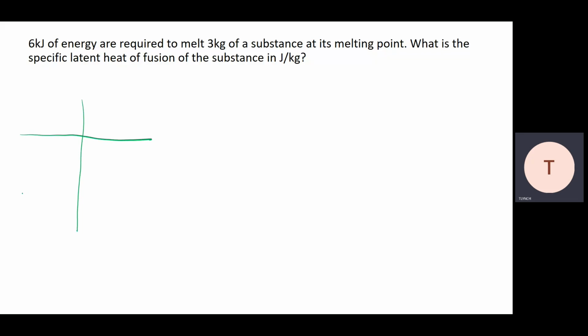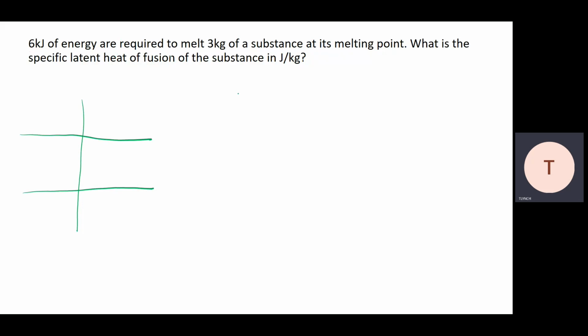We've not got a particularly wordy example here, but in the exams, there is a greater level of written literacy skills, and unpicking what the question's asking me to do is actually a large aspect of the question itself. So 6 kilojoules of energy are required to melt 3 kilograms of a substance at its melting point. What is the specific latent heat of fusion of the substance in joules per kilogram?